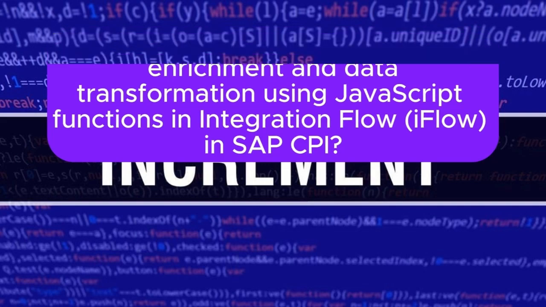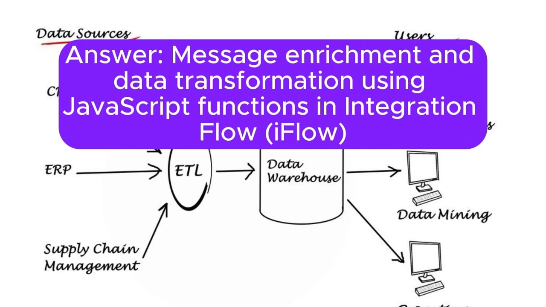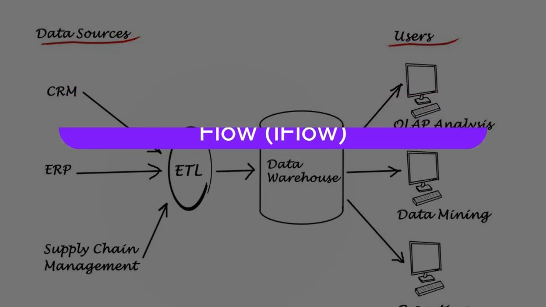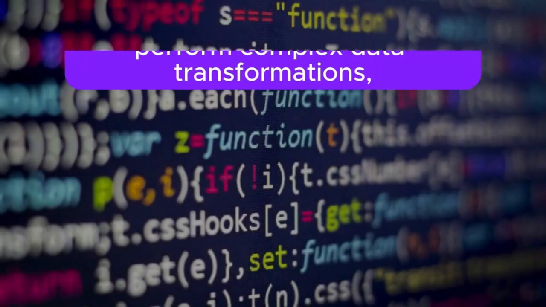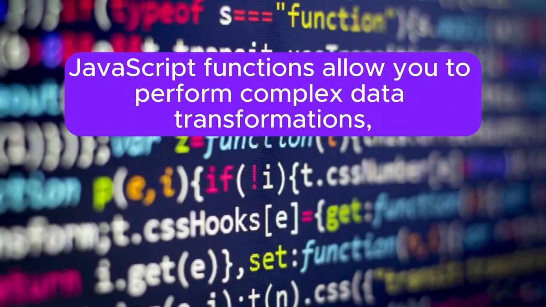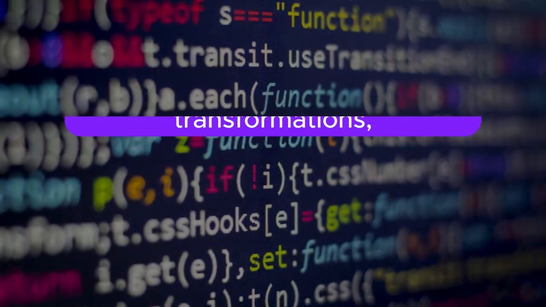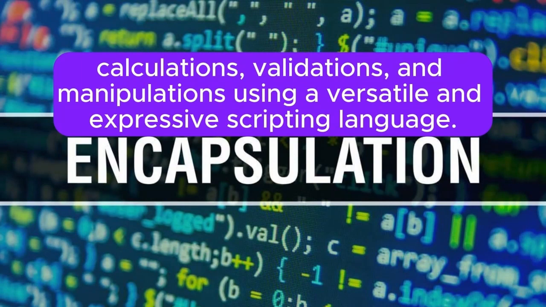50. How do you implement message enrichment and data transformation using JavaScript functions in an integration flow (iFlow) in SAP CPI? Answer: Message enrichment and data transformation using JavaScript functions in iFlow in SAP CPI involve writing JavaScript code to manipulate message content, headers, or properties dynamically. JavaScript functions allow you to perform complex data transformations, calculations, validations, and manipulations using a versatile and expressive scripting language.